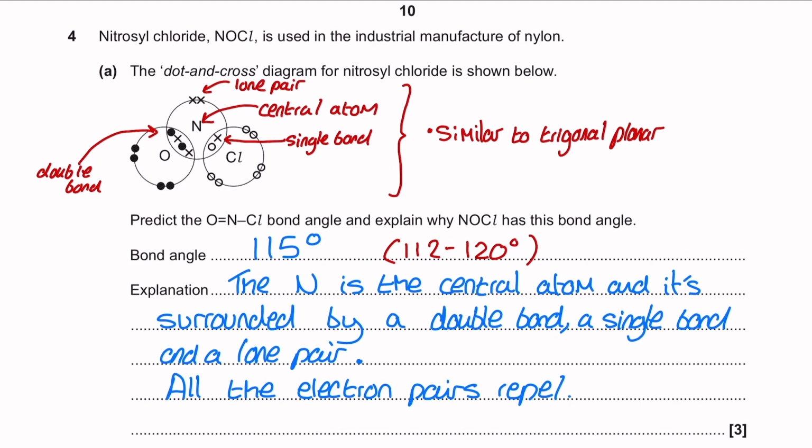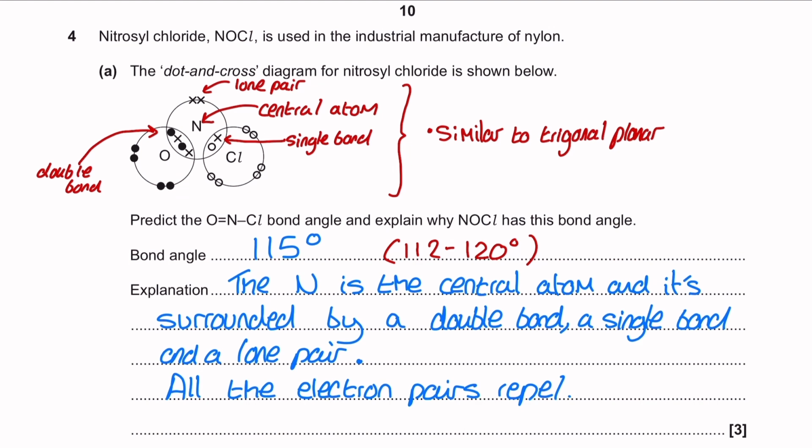And what this made me look for is what is it similar to in terms of the specification content for Module 2. And actually, because the nitrogen here is surrounded by 3 electron regions, so that's the double bond, the single bond, and the lone pair, it made me think of trigonal planar.